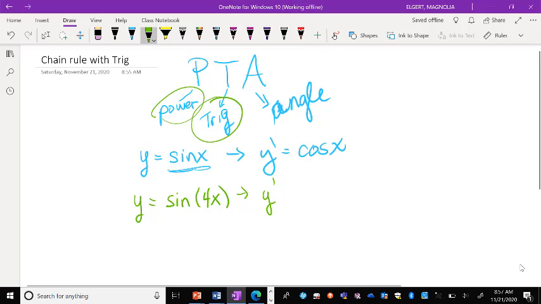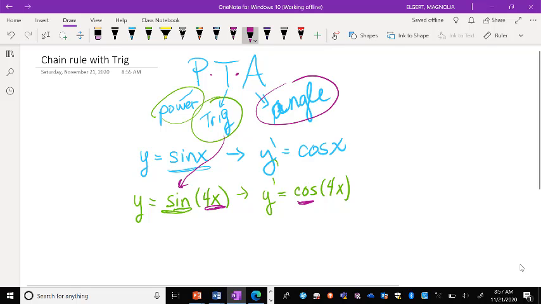Now we do the trig. So what is the derivative of sine? The derivative of sine is cosine. Keep the angle. Then we multiply. So these are all multiplied, by the way. You take the derivative of the trig function, which we did, which was cosine. You kept the angle, which is 4x. And now we multiply by the derivative of the angle. So the derivative of 4x is 4. You could rewrite that as 4 cosine 4x.